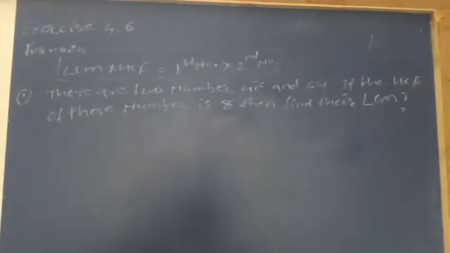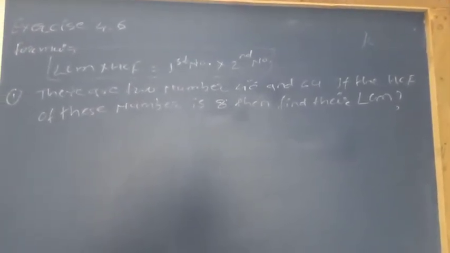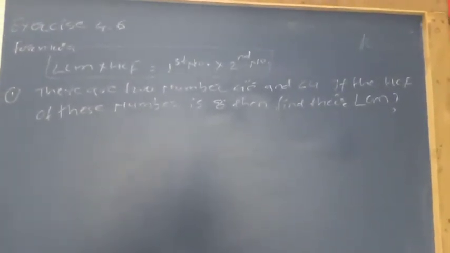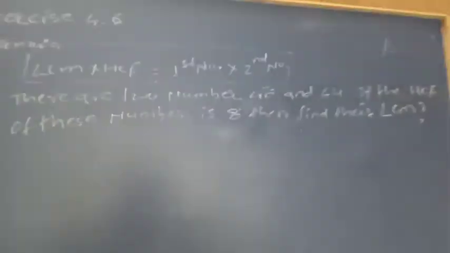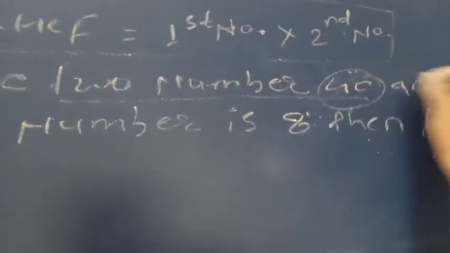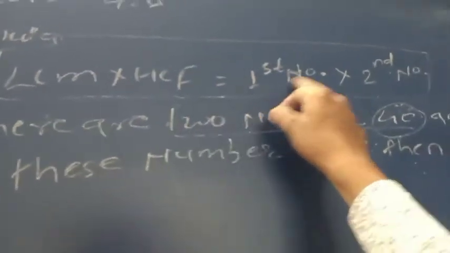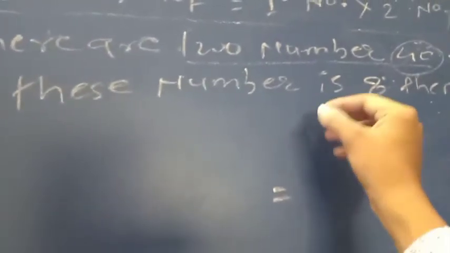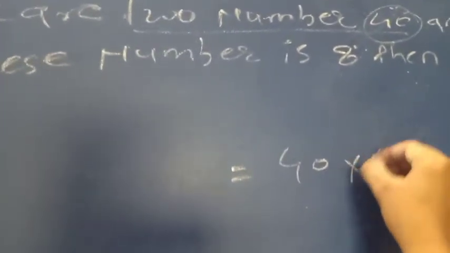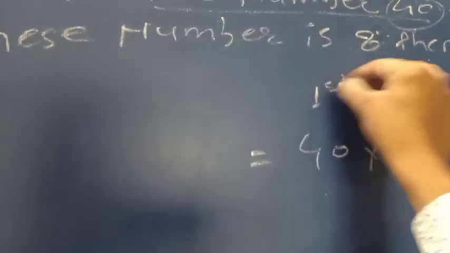Another question is for you. There are two numbers, 40 and 64. If the SCF of these numbers is 8, then find their LCM. Now there are two numbers, 40 and 64. The LCM and SCF is equal to first number into second number. Now we have 40 and 64 as the first number and second number.